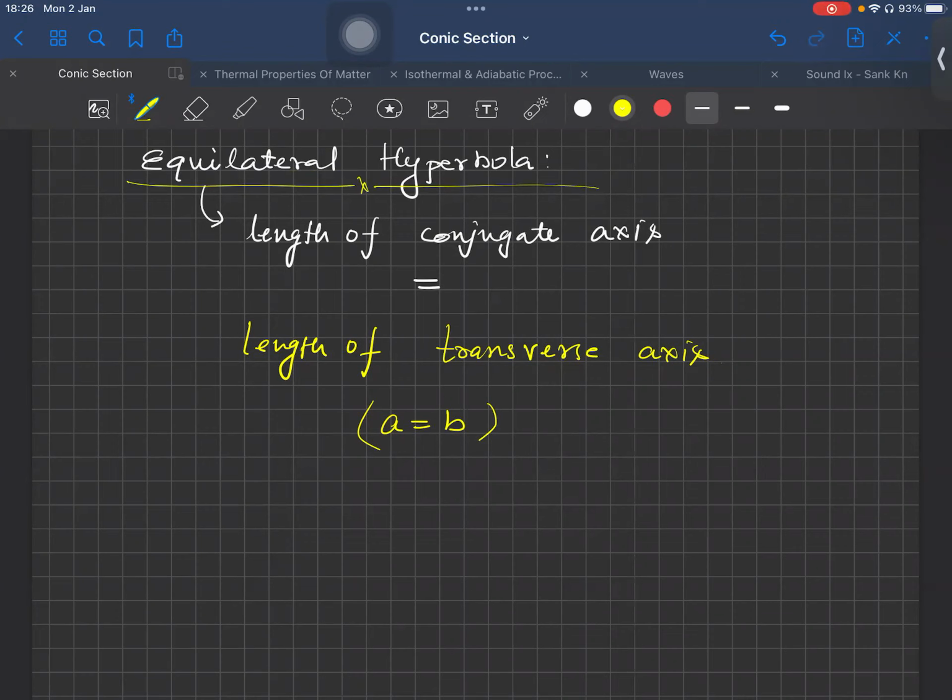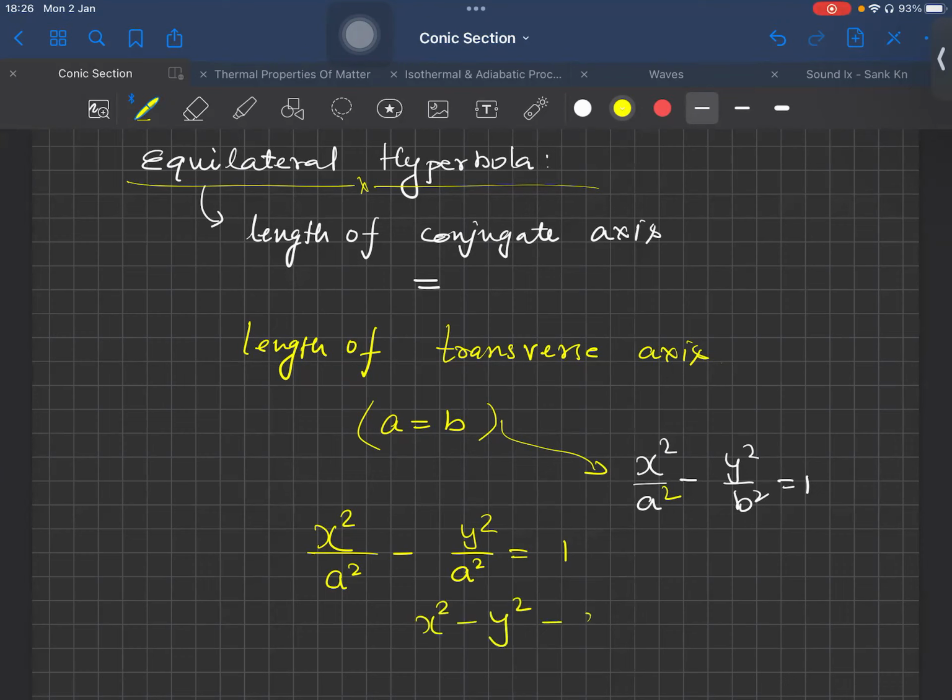Got it? So what will be its eccentricity? So that means the equation will become what? X square upon A square minus Y square upon B square is equal to 1. That's the standard equation. Now you substitute it here. What you will get? X square upon A square minus Y square upon A square is equal to 1. So x square minus Y square minus A square is equal to 0. Or you can also write x square minus y square is equal to A square. Okay.